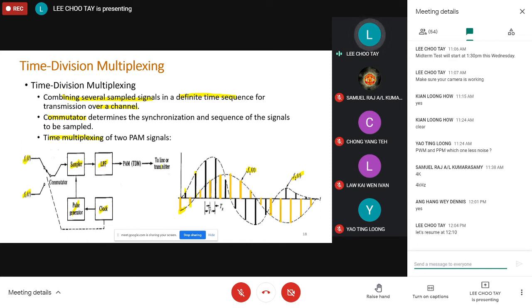So you can see, as far as the signal that we transmit in the channel, this signal consists of PAM signals coming from 2 different sources, one from signal number 1, the other coming from signal number 2. We can also combine more. You just make your commutator switch faster so that you can sample all the signals before you come back to the first one. So that is TDM of 2 PAM signals.